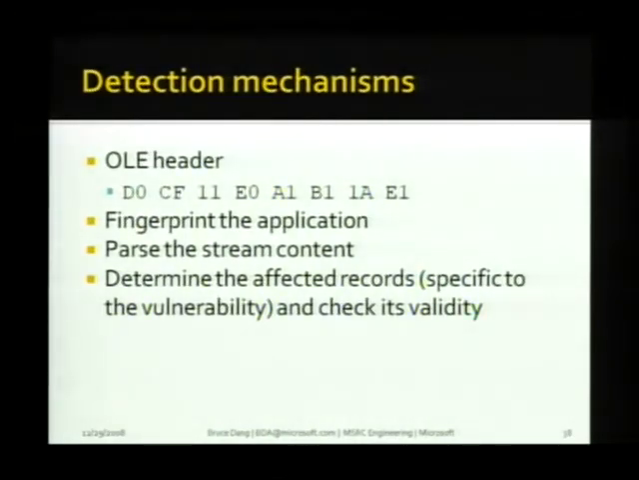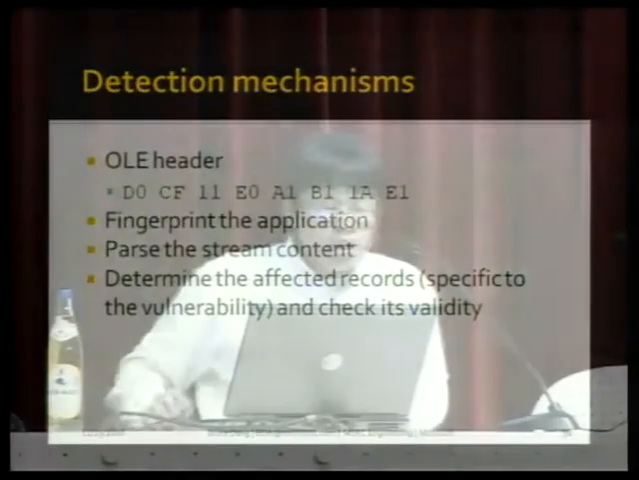For example, you see an OLE file with a stream name PowerPoint document stream, then that's most likely to be PowerPoint. If it's Excel, they'll have workbook streams. If it's a Word document, you see a Word document stream. So based on that, you can determine whether the application is Word or whatever. And then you parse the stream content like I showed you earlier. And then you determine the affected records.